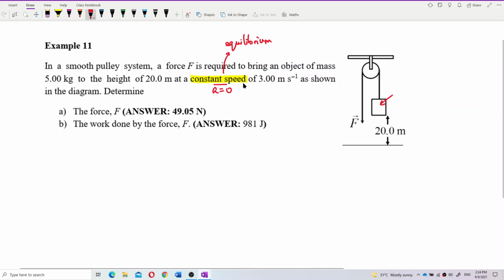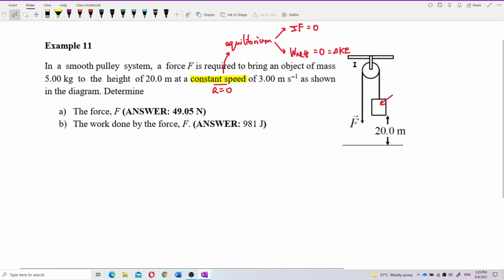So the first thing about equilibrium, you can say total force equal to 0. Another thing about equilibrium, constant speed, that means the net work done is also 0. That means the change of kinetic energy is also 0, because there's no change in velocity, the speed is constant. So the change of kinetic energy is 0. The net work done is 0.